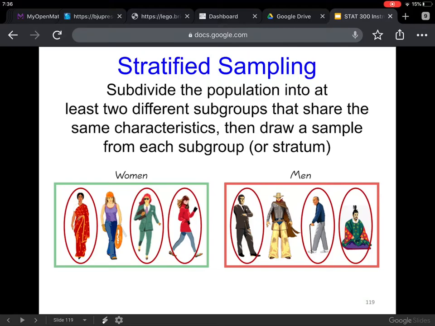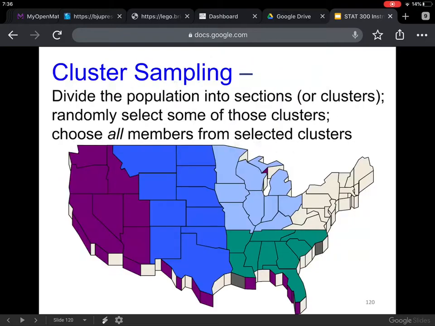So this here is an example. Your population may be divided into men and women, for instance, right? And then in the women, you would select some of them, and in the men, you'd select some of them, right? This is called a stratum, and this is called a stratum. Women being the category or subgroup of your population. So that is stratified sampling.